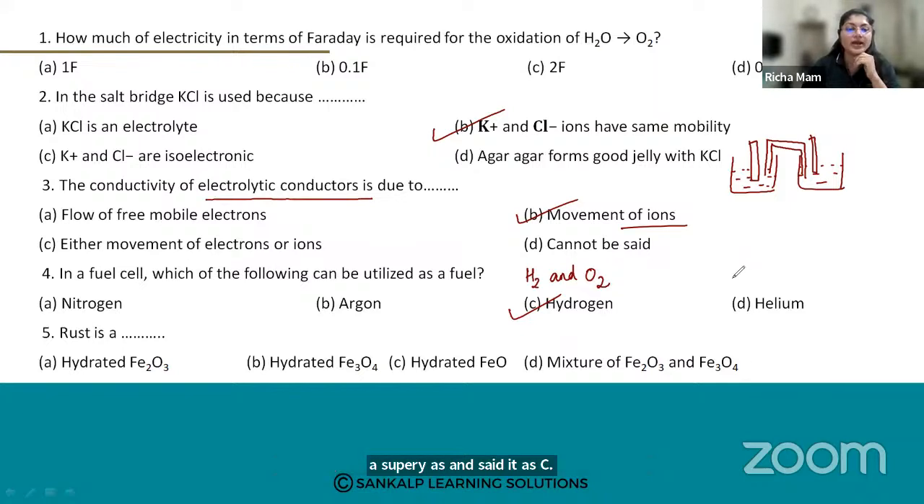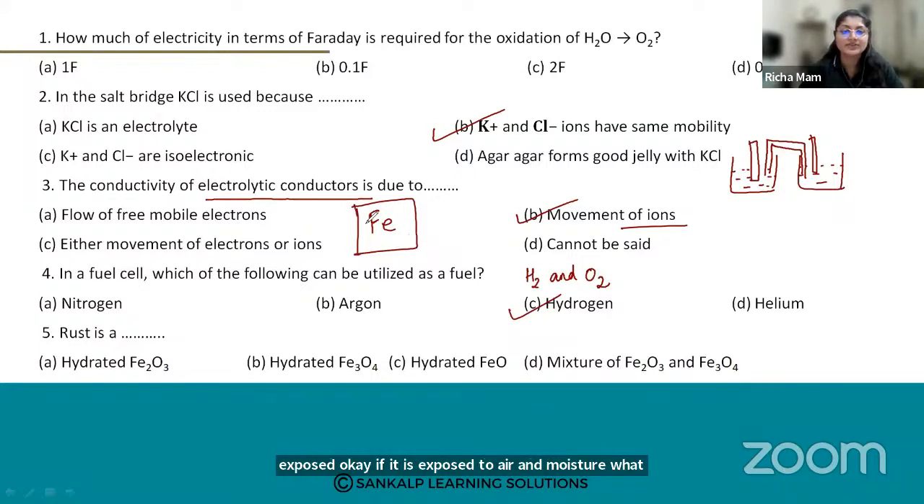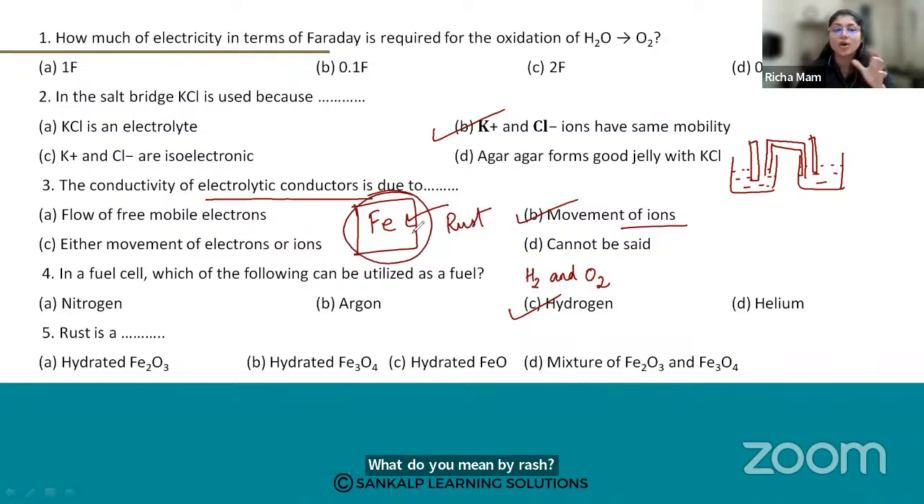What do you mean by rust? Suppose you take, for example, the gate in front of your house. It is made up of iron, right? If this iron is exposed to air and moisture, what will happen after some time? It will get rust. What do you mean by rust? Rust is nothing but an oxide layer formed on the iron.